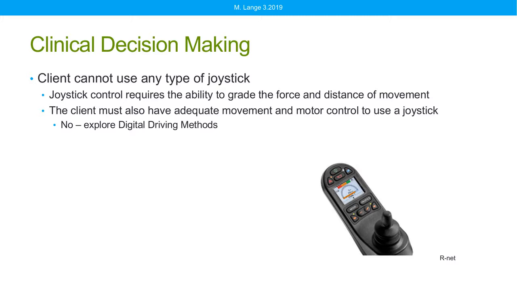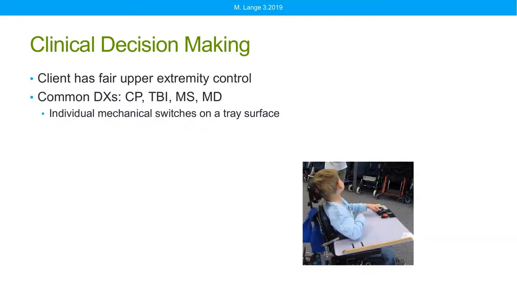So let's say you're working with a client who really can't use any type of joystick. Again, joystick control requires that grading of force and movement, and that can be difficult for some clients, or the client just simply may not have enough movement or motor control to use any type of joystick. In that case, we jump into a new hierarchy.